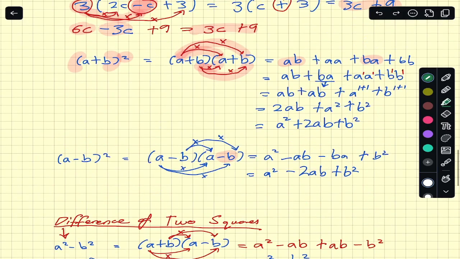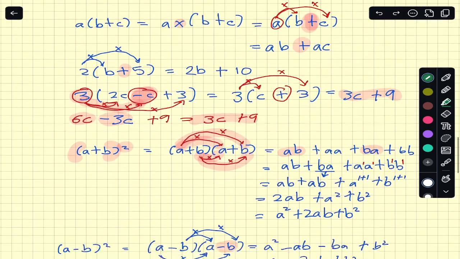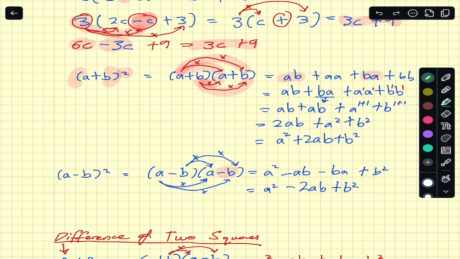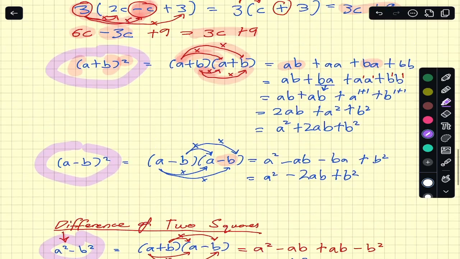Cool, that's been some general expanding brackets and a couple common forms when you're just starting out in quadratics, these guys, and hopefully that's been helpful.